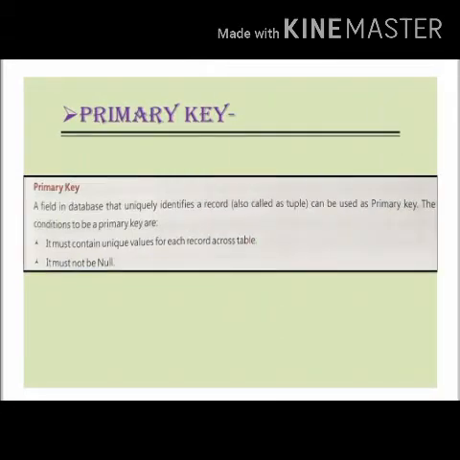Primary key: a field in a database that uniquely identifies a record, also called a tuple, can be used as a primary key. The conditions to be a primary key are: it must contain unique values for each record across the table, and it must not be null, that means it must not be empty. There must be some value in the primary key.